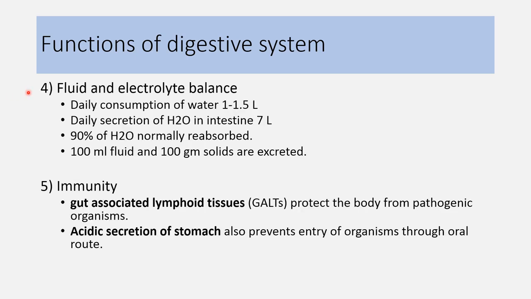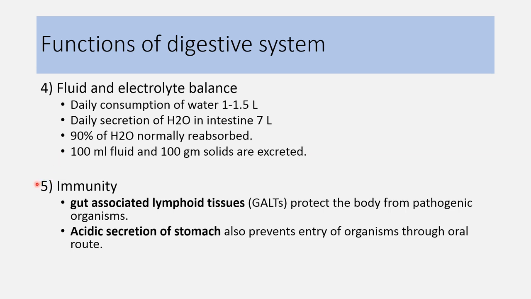The gastrointestinal system is also important for fluid and electrolyte balance. Daily consumption of water is about 1 to 1.5 liters and daily secretion of water in the intestine is about 7 liters, out of which 90% of the water is normally reabsorbed and only 100 ml of fluid and 100 grams of solids are excreted. A decrease in the reabsorption capacity of the intestine results in diarrhea and dehydration.